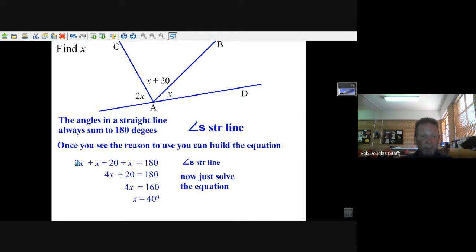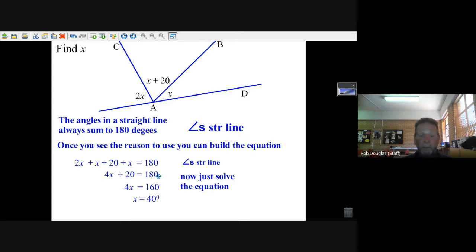We go 2x plus 1x is 3x, and 3x plus another x is 4x. That's called combining like terms. We put all the x's together. And then there's just this 20 all by itself. Now we've got an equation that's a little bit easier to solve here: 4x plus 20 equals 180.